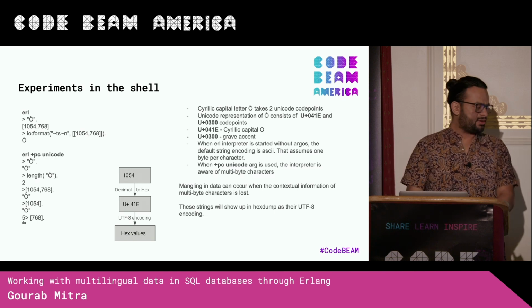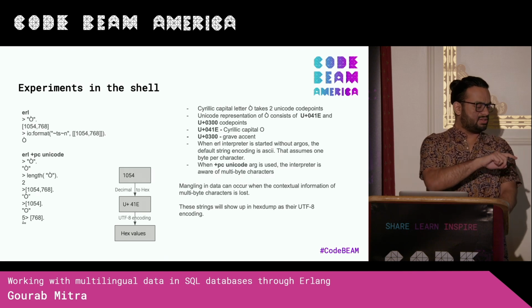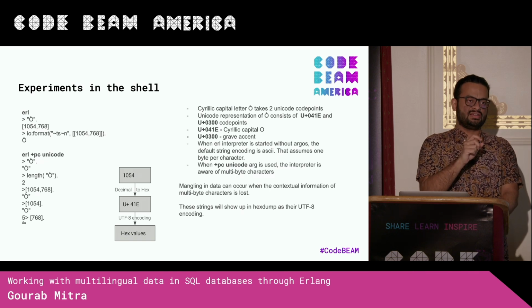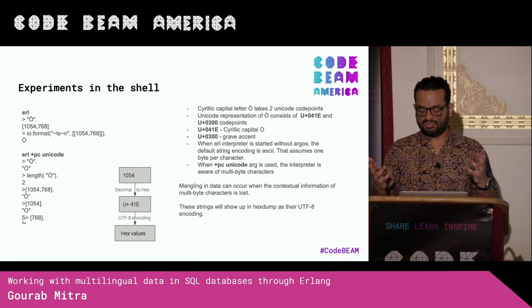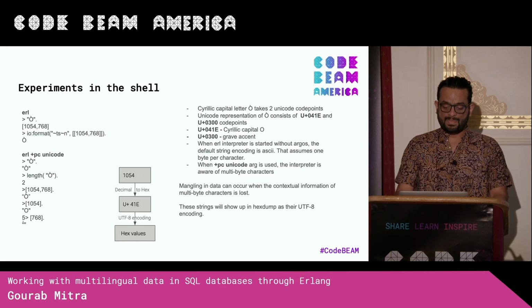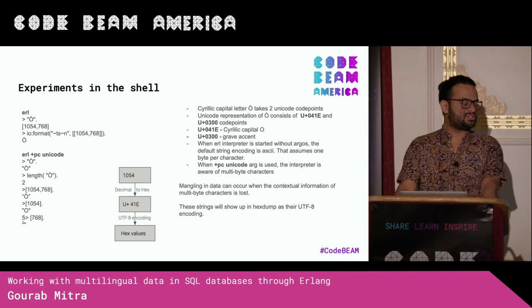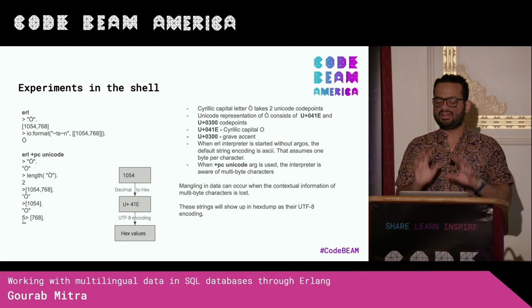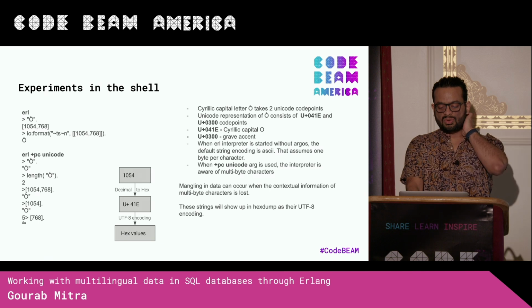So when you type out the O with grave string into the Latin-1 shell, it gives you these numbers, which at first made zero sense to me: 1054, 768. But if you coerce the shell enough, it shows you the UTF-8 encoded string, but you have to do an io:format, give it specifiers, and then you can get back the original representation. So I think it's important to make sense of these numbers.